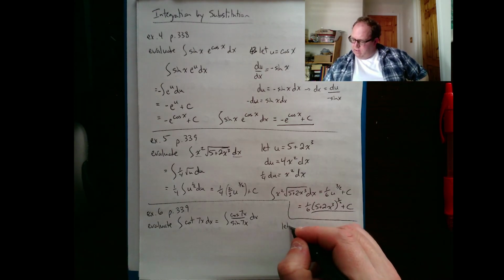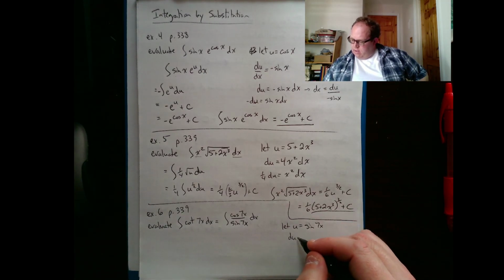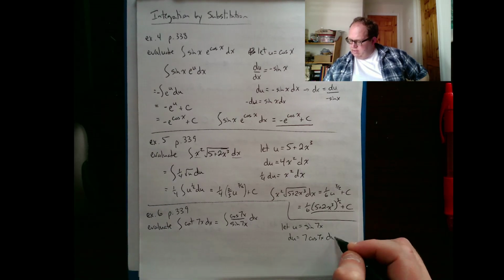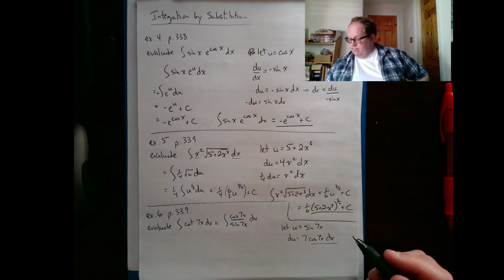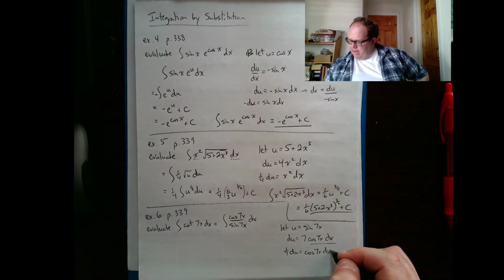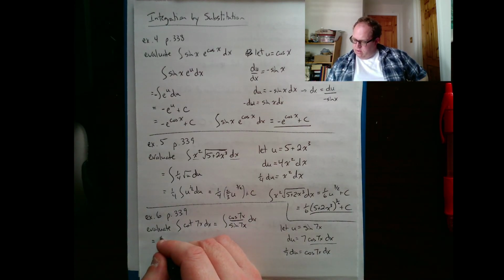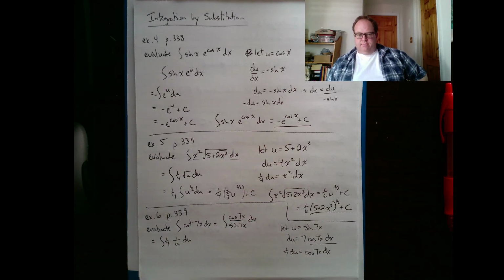If I let u equal sine of 7x, then du would be 7 cos 7x dx. I have cos 7x dx in the integral, so I just have a factor of 1/7 that's in there. 1/7 du would equal cosine 7x dx. Substituting in, my expression becomes 1/7 of 1 over u du. Now the 1/7 is just a constant that will come out.